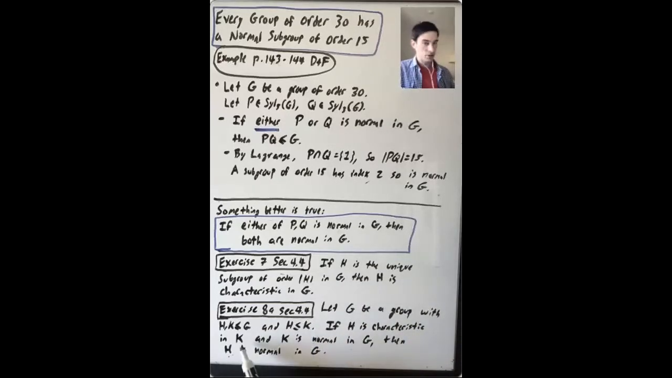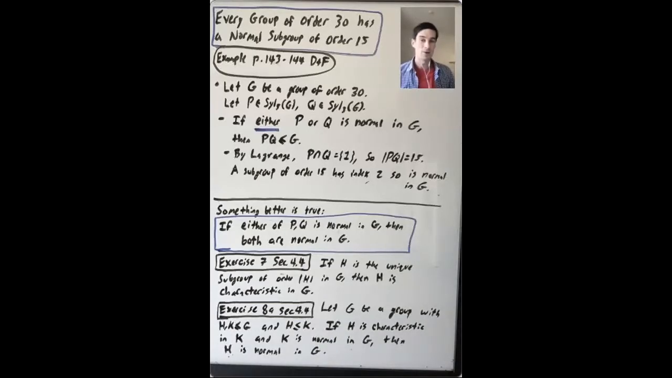If H is characteristic in K and K is normal in G, then H is normal in G. So remember, this was something that came up on the first midterm. Inside of G, if K is a normal subgroup and H is a normal subgroup of K, that does not mean that H is a normal subgroup of G. But if you ask for more than H being normal in K, if you ask that H is characteristic in K, then H has to be normal in the group G.